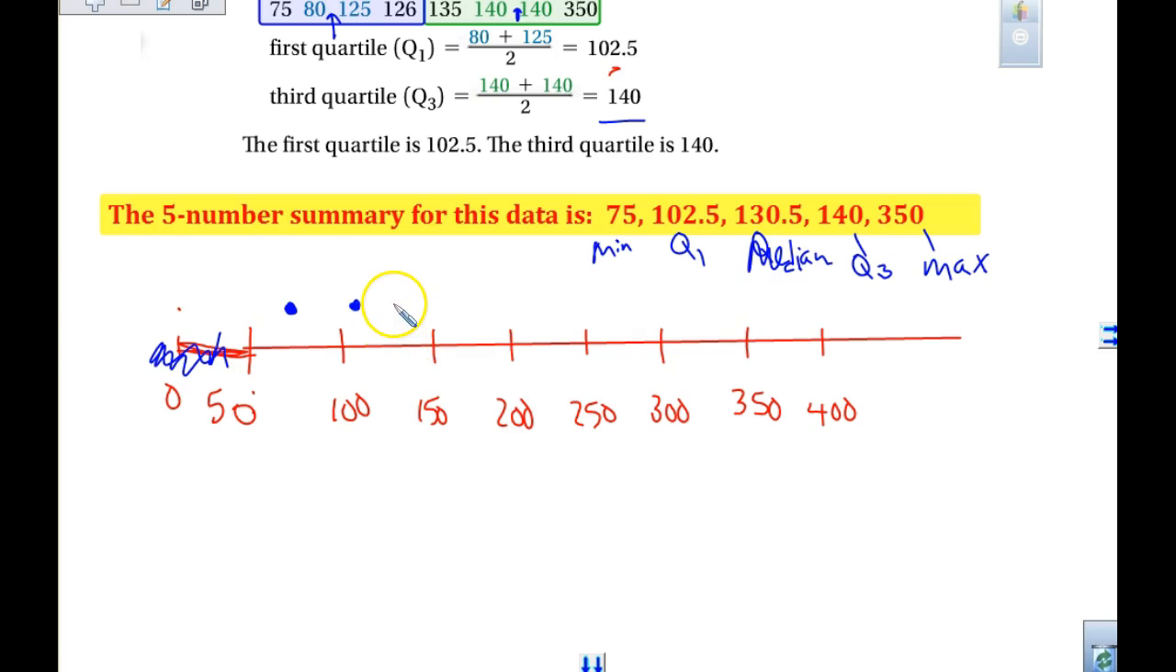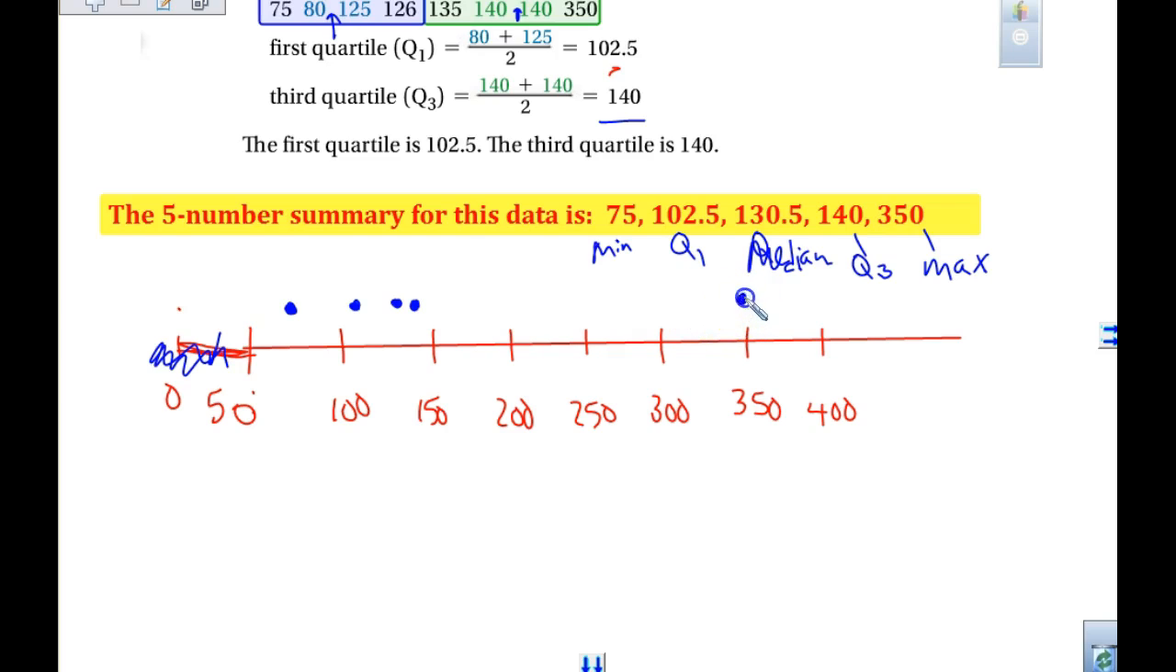140. Still less than 150, right? And then 350. Anyone know what 350 is called? Special kind of number? Because it's way away from our data.